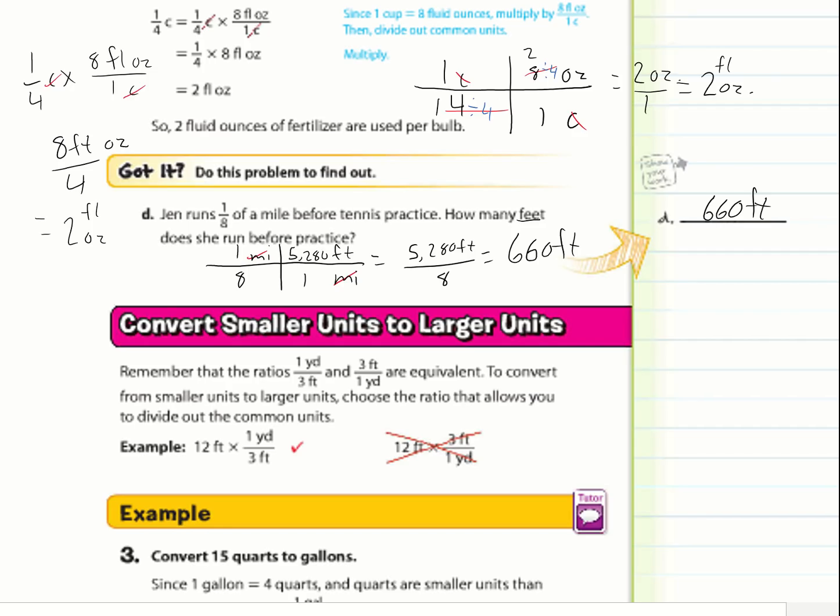So after multiplying, 1 times 5,280 feet equals 5,280 feet. 8 times 1 equals 8. So 5,280 feet divided by 8 is going to be 660 feet.